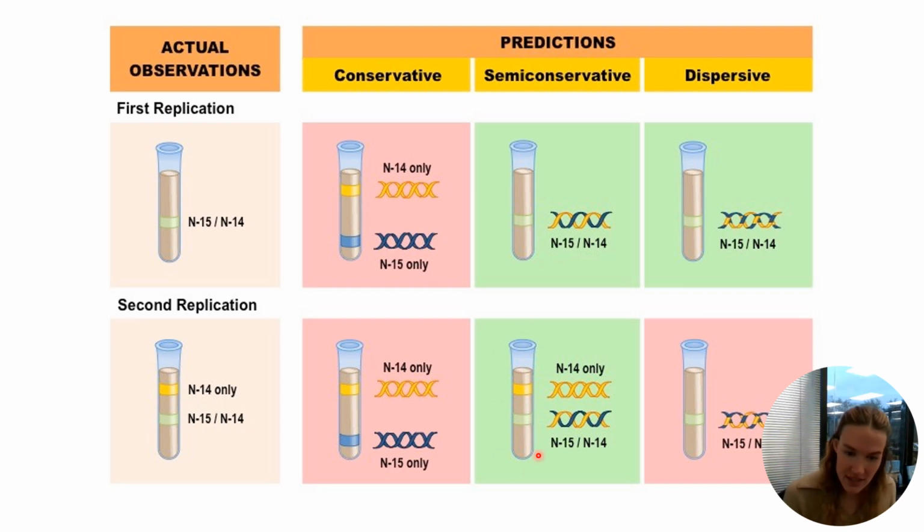They saw this, and so they were pretty confident. And then if you could expect what dispersive would look like, well, the dispersive should still be 50-50. Now the bands might migrate up because you're incorporating more N14, so it would be technically a little lighter than the previous generation, but you should still only see one band. So that is how they proved it. It's a really elegant experiment. It's a very well cited experiment because it's so good at proving what they set out to prove.